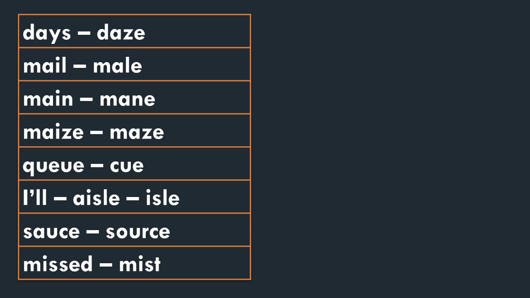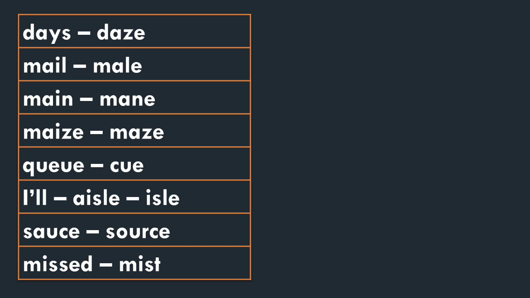Next is mail with spellings M-A-I-L and M-A-L-E. M-A-I-L, mail, is the electronic form of letter. We say email also. And M-A-L-E, male, means man, related to boy. Next is main, M-A-I-N and M-A-N-E, mane. M-A-I-N, main, means important, chief, C-H-I-E-F. And M-A-N-E, mane, means the long hair on the neck of the horse or lion, that is mane.